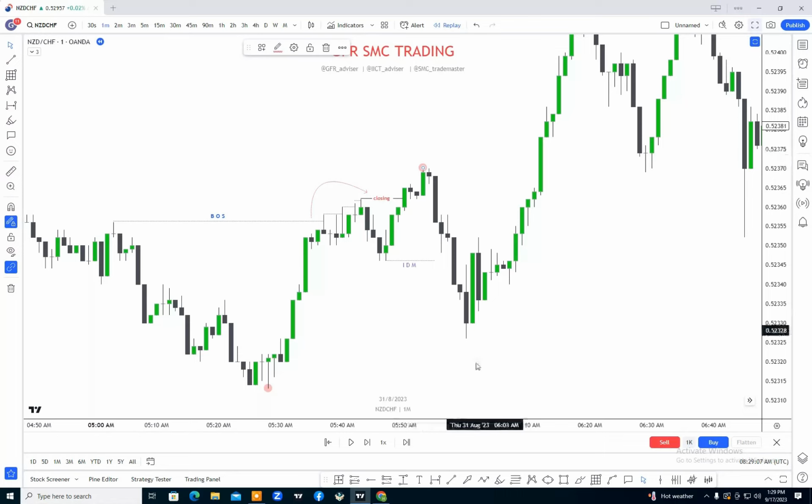As I told, the first order block will be our smart money trap. Like this was our unmitigated order block with an imbalance area. That will be our smart money trap, because it was not our structure, because our inducement was not confirmed yet. So this order block was just a trap for the smart money traders.